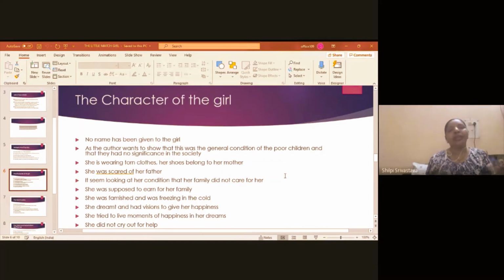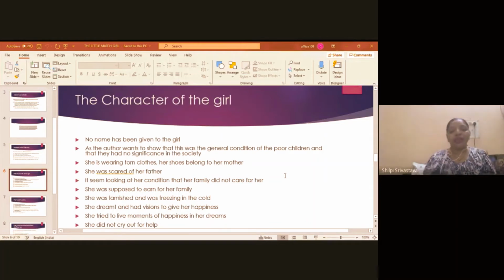All right, and why does she dream? What is the psychology behind it? She tried to live moments of happiness in her dreams. When you're depressed, when you're feeling unhappy, sometimes you like to imagine good things. You either recover some moments from your past which were happy, and then you try to make yourself happy, or you dream into the future that things are going to be better, things are going to look brighter, and somehow you try to come out of that depression. So here even the girl had found her solace in these hallucinations, in these visions that she was having.